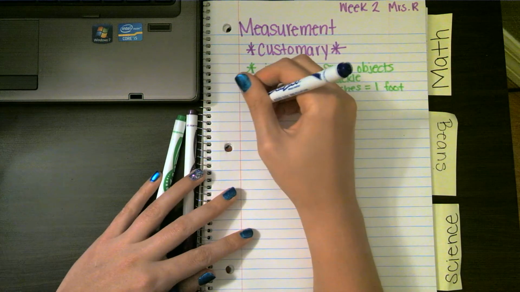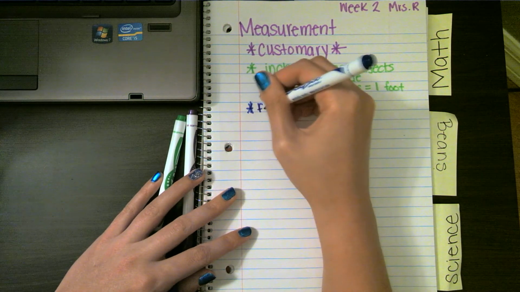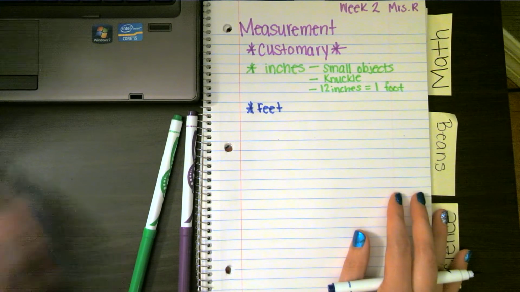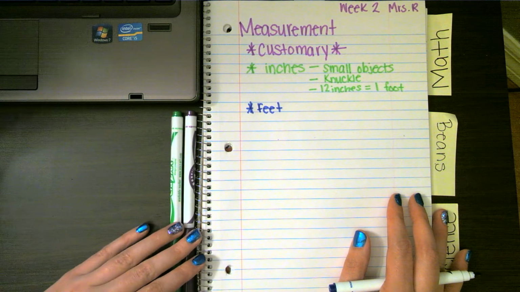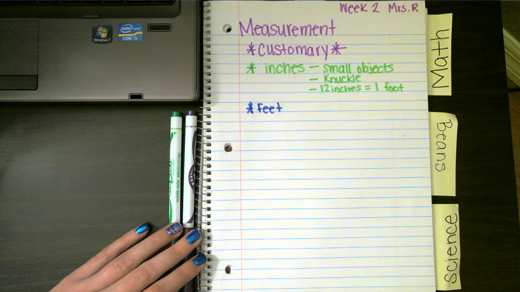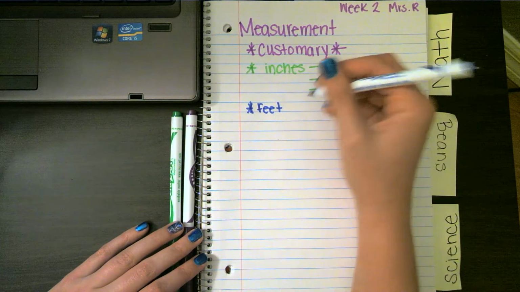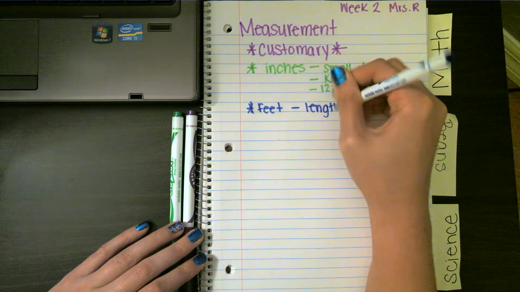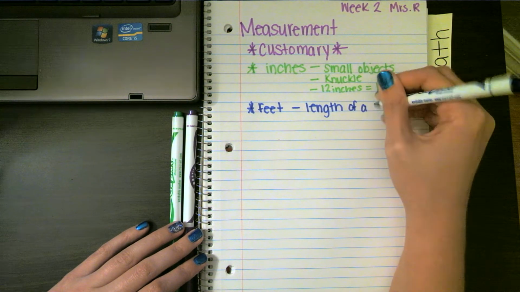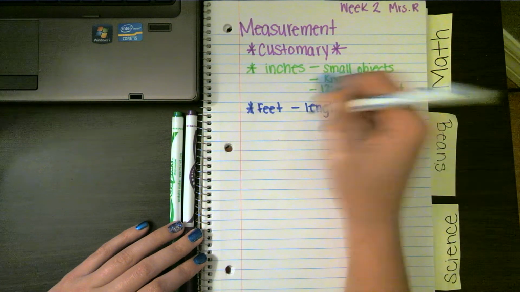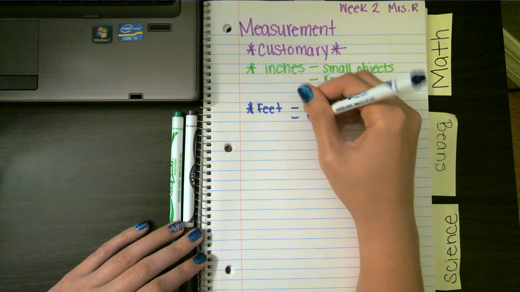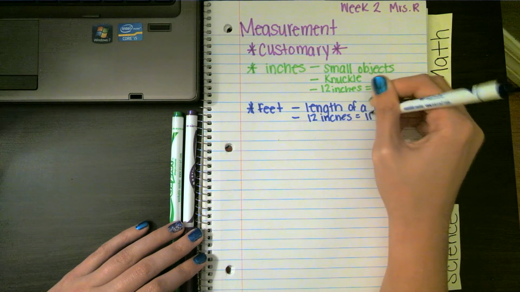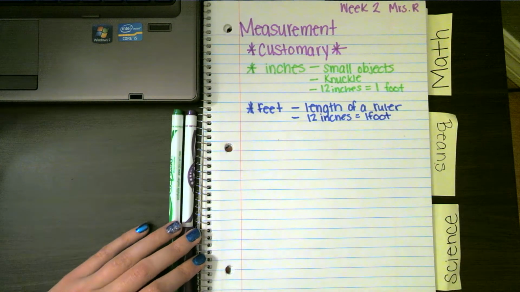Alright, so my next thing I'm going to talk about is feet now. Feet. Now, we already know it's not like your foot, not like your stinky toes feet. It's like feet as in 12 inches long. So, I know that it is the length of a ruler. Like the king's foot. I know 12 inches equals 1 foot, or I could say 1 foot equals 12 inches.